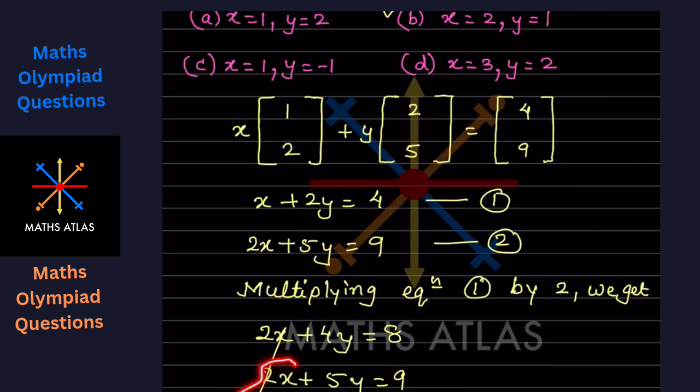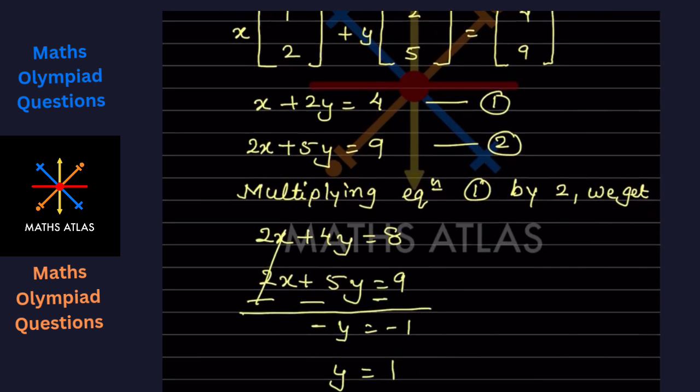Now look at the new signs. Plus 2x and minus 2x get cancelled. Then, with the new signs, minus 4y minus 5y plus 4y is minus y, so that is 1y, minus y. And again over here, minus 9 plus 8 is going to be minus 1. Now both places have a negative sign, so it becomes positive. The value of y is 1.